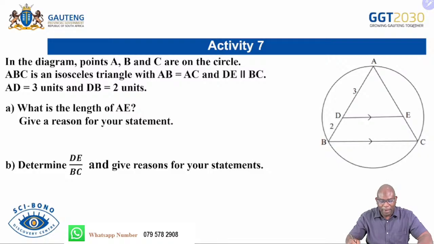Now, in the diagram, points A, B, and C are on the circle. So those 3 points are on the circle. It's fine. ABC is an isosceles triangle. Means that your terminology in Euclidean geometry must be sharp. Now, what does the word isosceles tell us? Isosceles triangle means that there are two sides that are equal. So in this case, they've given you the sides that are equal.